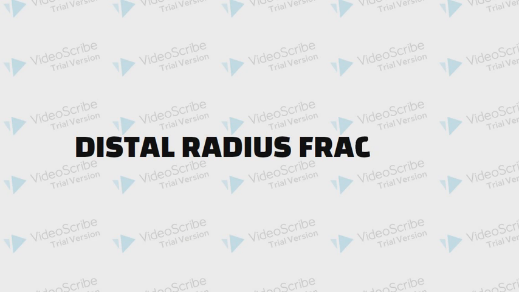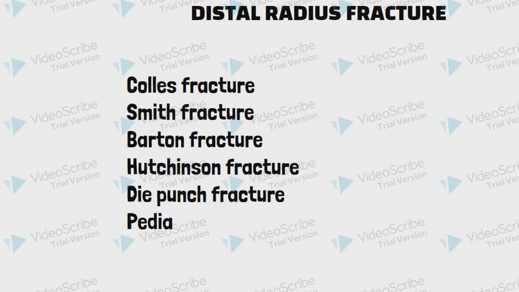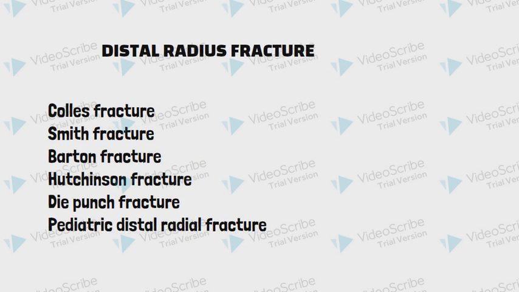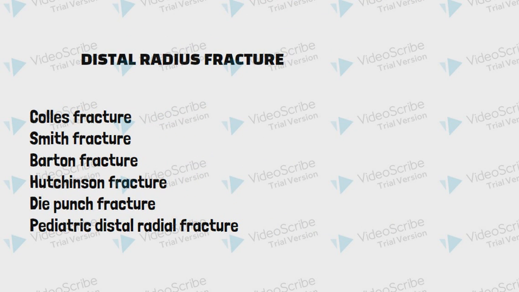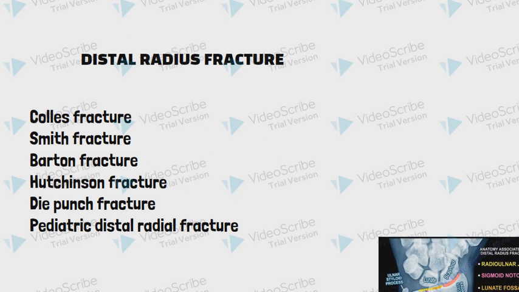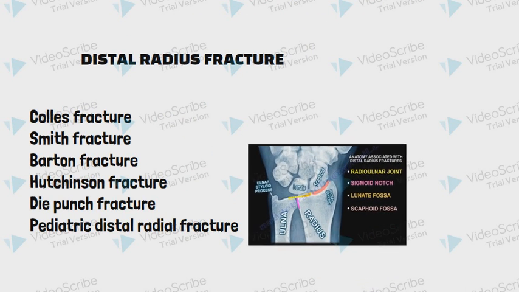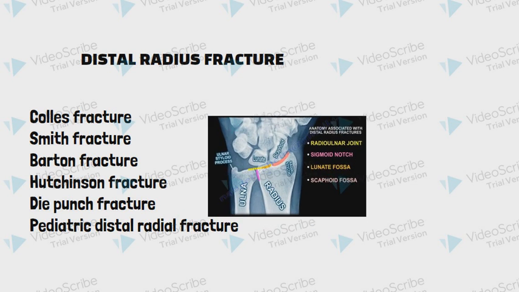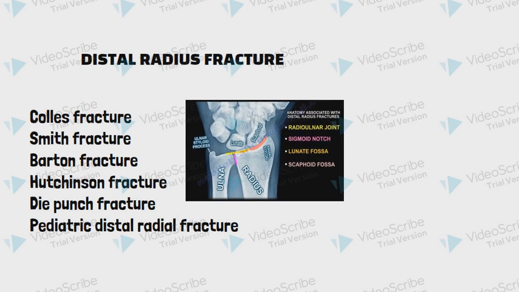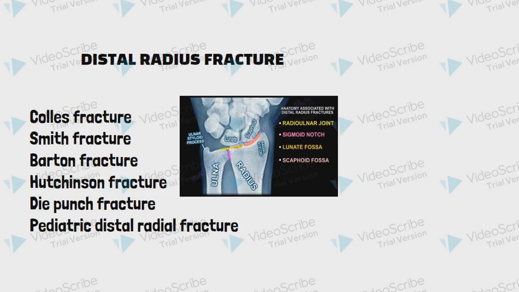Today we're going to look at the topic of distal radius fracture. The subtopics are Colles, Smith, Barton, Hutchinson, Die-punch, and pediatric distal radial fracture. The anatomy we have to know which is associated with the distal radius fracture are the radioulnar joint, sigmoid notch, lunate fossa, and scaphoid fossa.